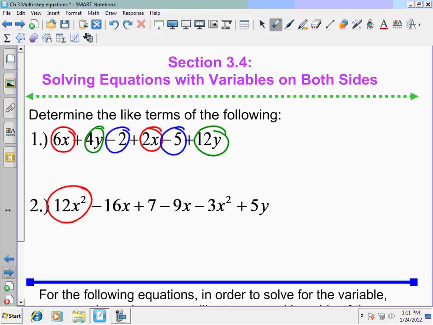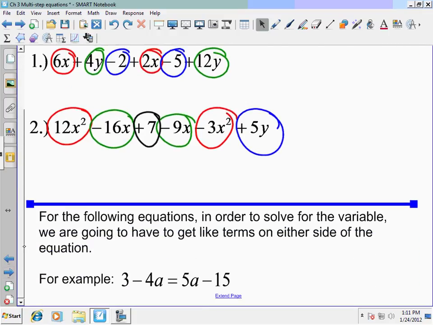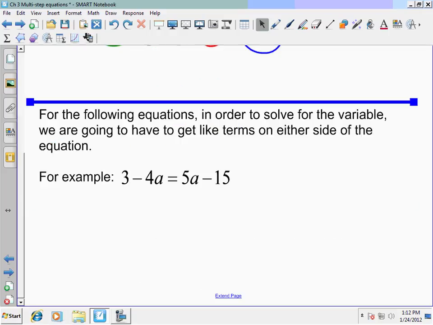12x squared. Where else do we have an x squared? Over here. Where else do we have an x? Right here, negative 9x. Notice 5y is by itself, and then the number by itself. So those are the different terms that we see there. What we're looking for here is, for the following equation, in order to solve for the variable, we are going to have to get the like terms on either side of the equation. So what we have here is a problem like this.